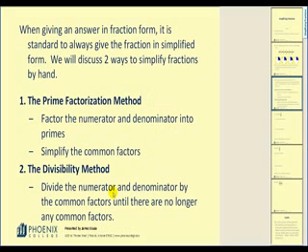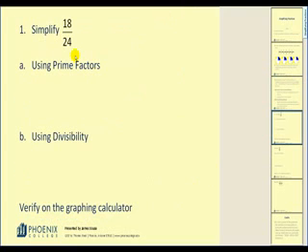Or if you're really good at your multiplication tables, you can probably use a divisibility method, and in that method you just divide the numerator and denominator by the common factors until there are no longer any common factors. Let's take a look at how this works. Let's say we want to simplify 18/24.